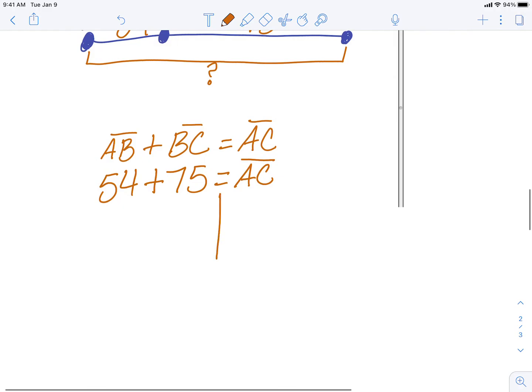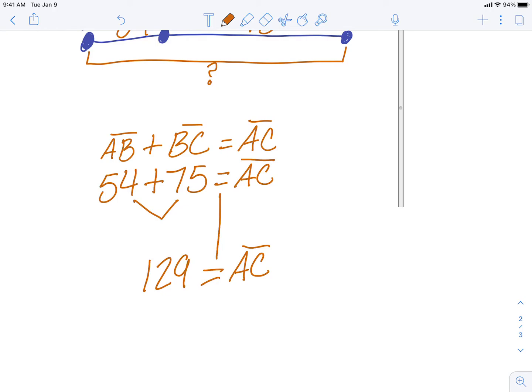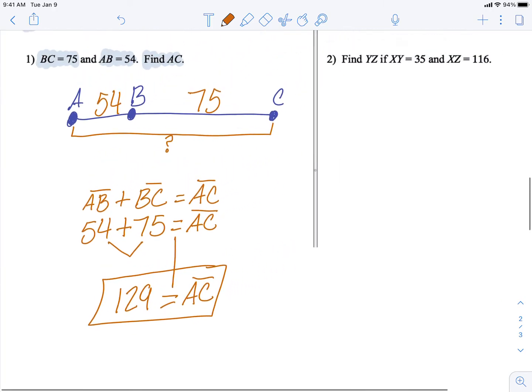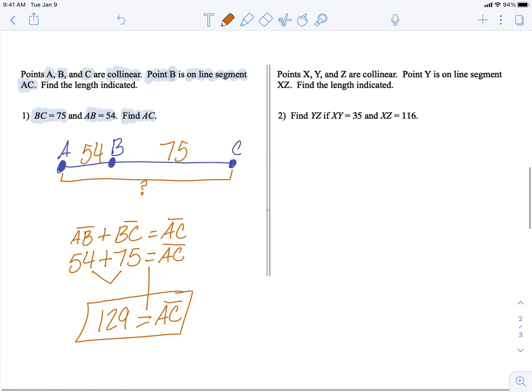So I draw my line of separation. I bring down my AC, and this is perfect. Look at these. No need to move anything over because they're already on the same side. 75 plus 54 is 129. So AC is equal to 129. And that's what we found. Find AC. We found AC. Perfect.